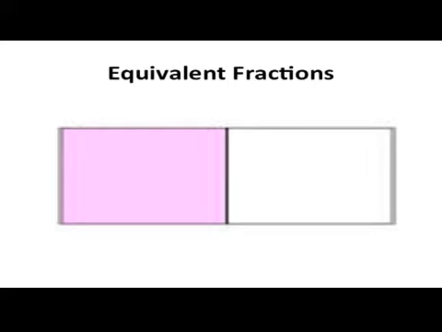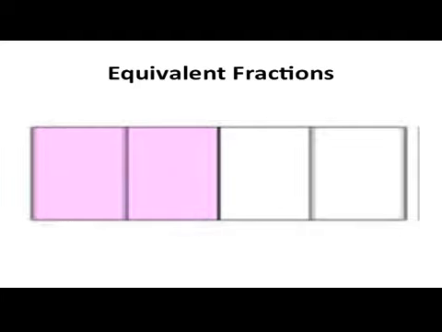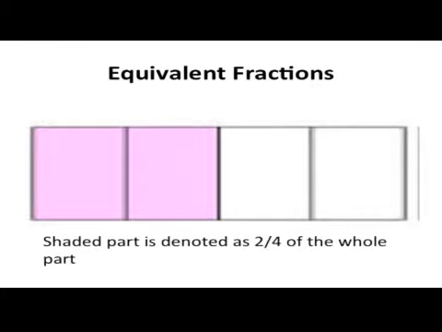Let us divide a rectangle into two equal parts and shade one part. The shaded part is known as 1 by 2 of the whole part. Let us see the picture. Here we divide the same rectangle into 4 equal parts and shade 2 parts. The shaded portion is denoted as 2 by 4 of the whole part.